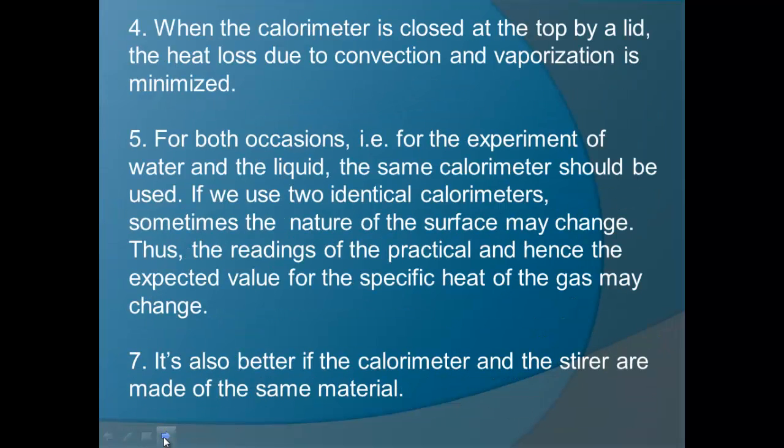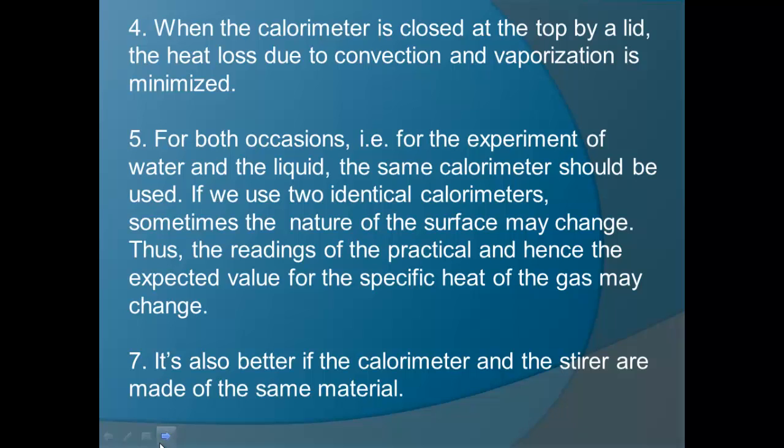And the fifth important point is that for both occasions, the experiment with water and with the liquid, the same calorimeter should be used. That's also one of the most important steps. When you use different calorimeters, you may use identical calorimeters in which the volume is the same, the same metal, the same length and all the dimensions, physical and chemical properties. But the nature of the surfaces may change. There may be errors in these two calorimeters that you can see with your naked eye. Nature of the surface is important. So that's the reason why we take a constant E.